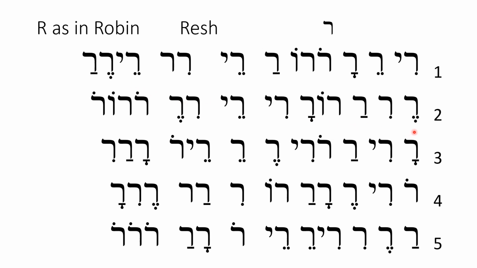Line 2. Re, ri, ra, ro, ra, ri, re, re, ro, row, row, row your boat. Row, row, row.